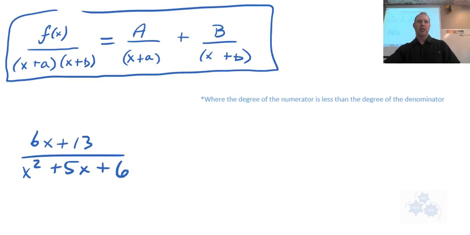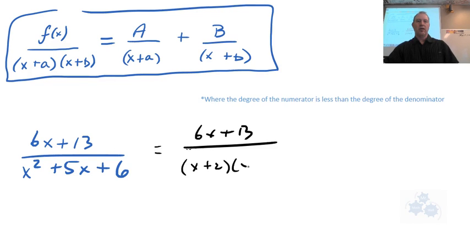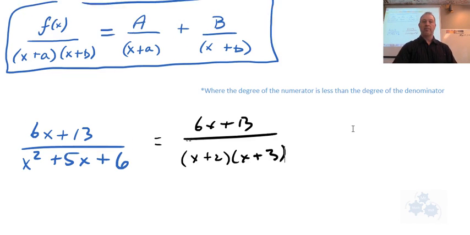Okay? So the first thing you're going to want to do is express this denominator as binomial factors if you can. And that's what we want to try and do first. So factoring this is pretty basic. The two numbers that multiply to 6 and add to 5. So that's x plus 2 and x plus 3. Okay? So we know that that is just another way to write that actual question.